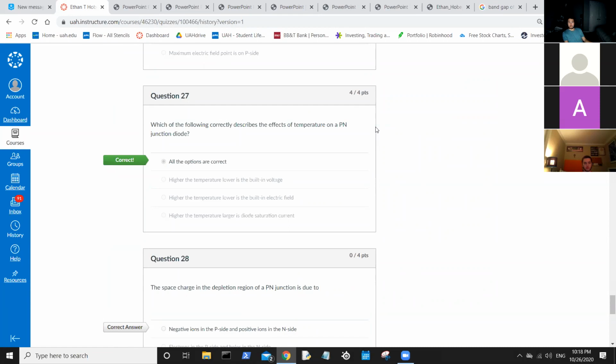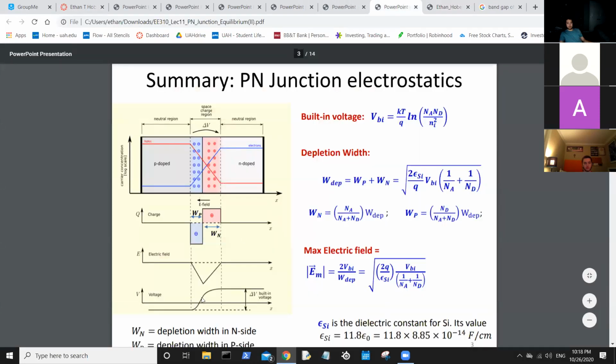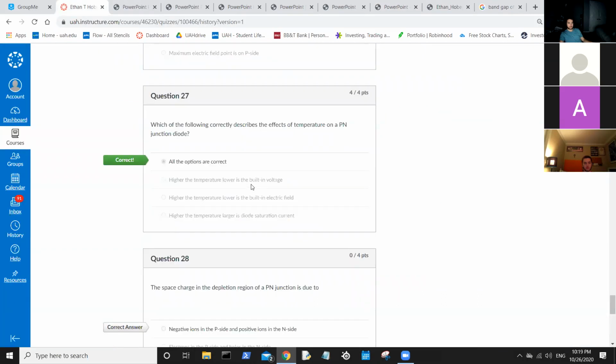Higher the temperature, lower the built-in electric field. That is also true. If your built-in voltage is lower, your electric field is also going to be lower because everything's affected across the board. If your built-in voltage is smaller, your electric field's also going to be smaller, and all the magnitudes are going to drop across the board.